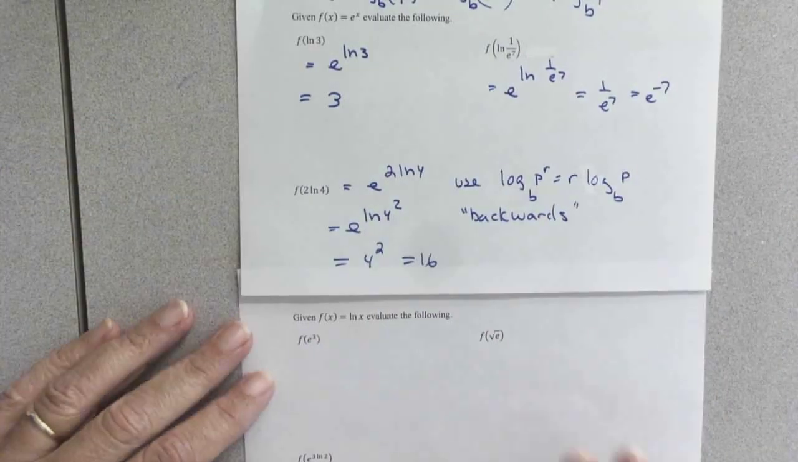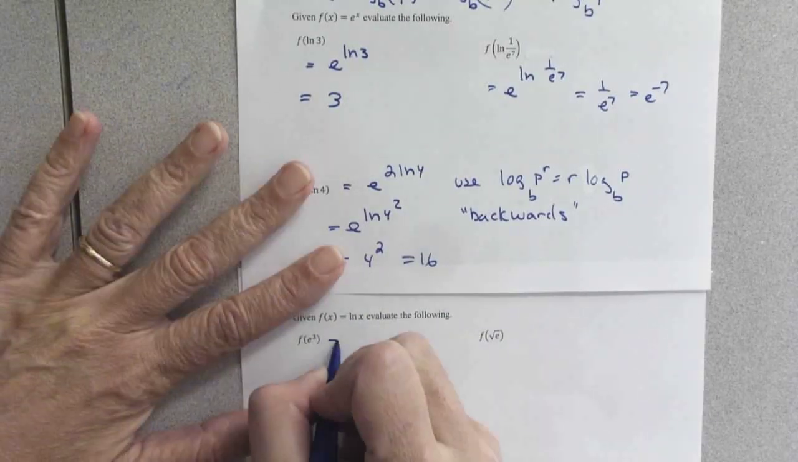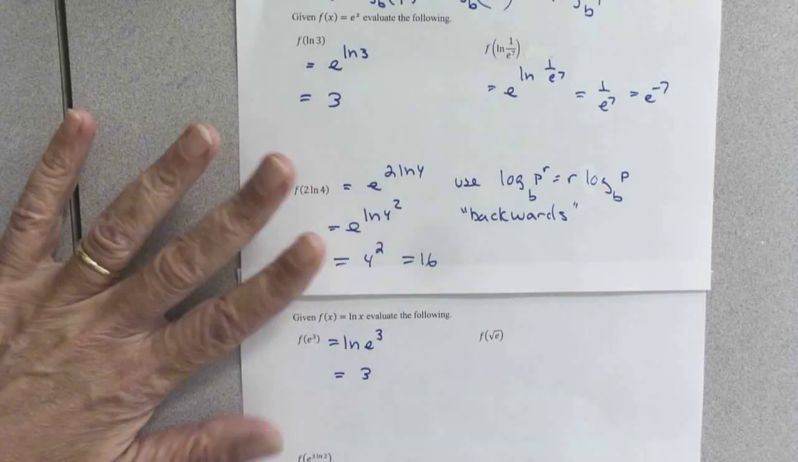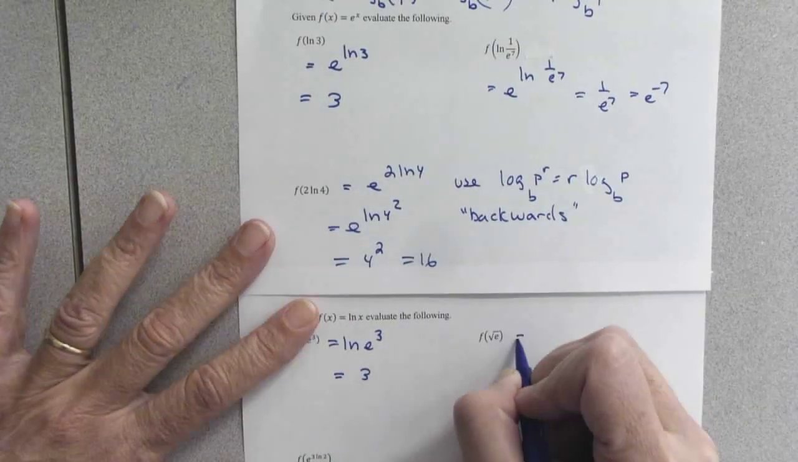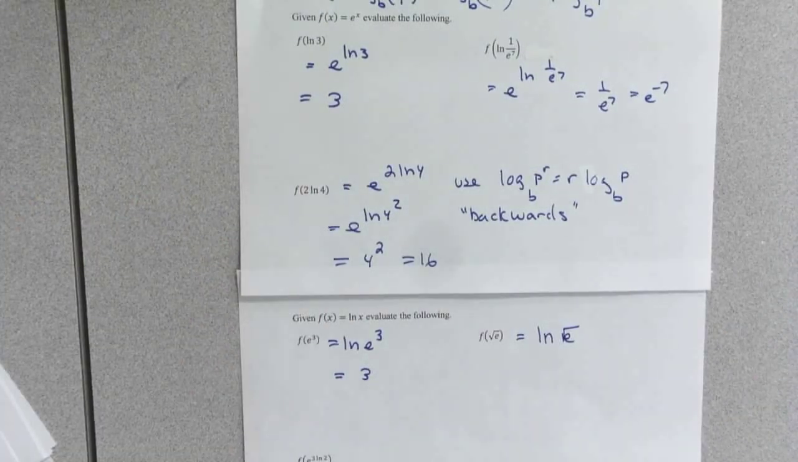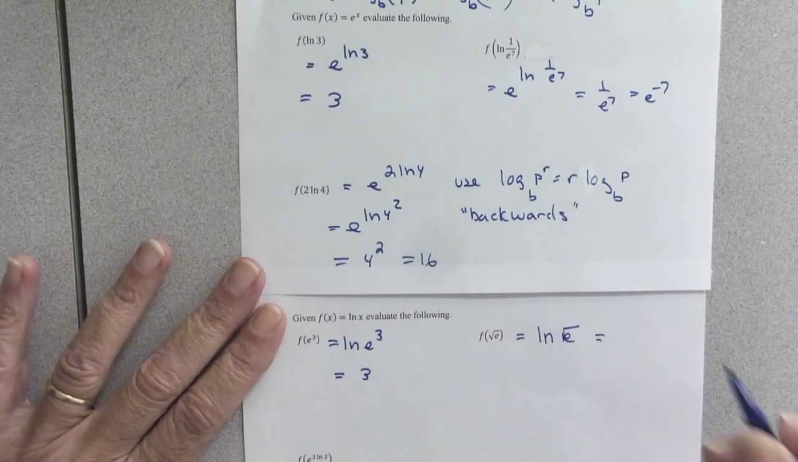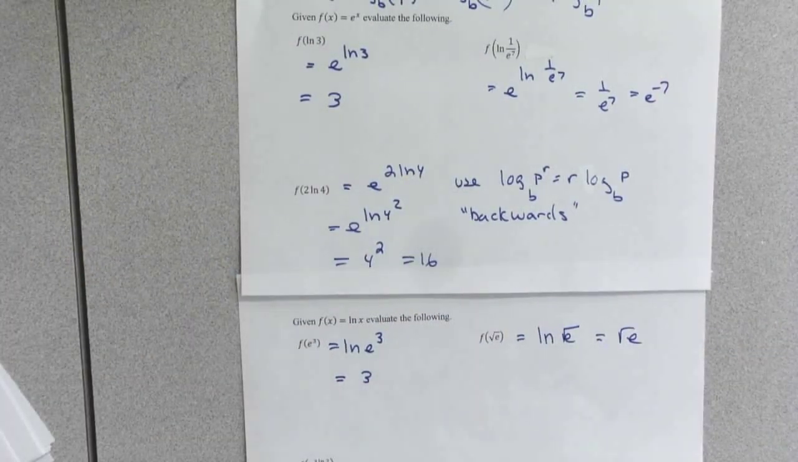Practicing some more, just going the other way around now, f of x equals the natural log of x. So now I get natural log of e to the cubed. That natural log and that e are touching. They're composed with each other, so I get 3. Here, this would be the natural log of the square root of e. So one answer right away: square root of e.